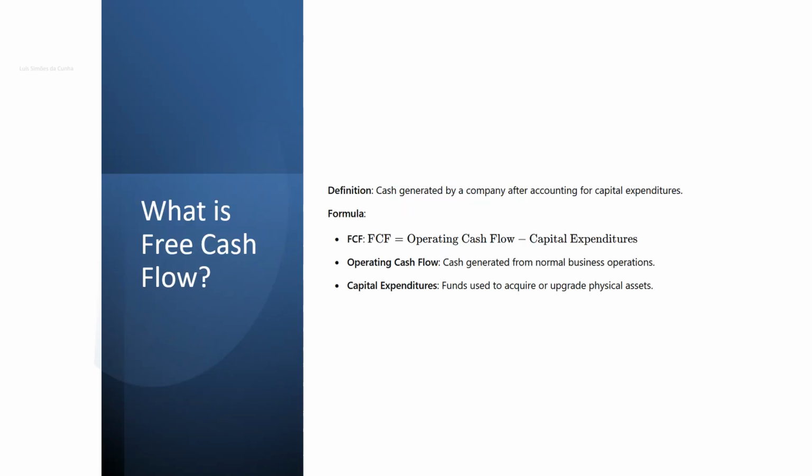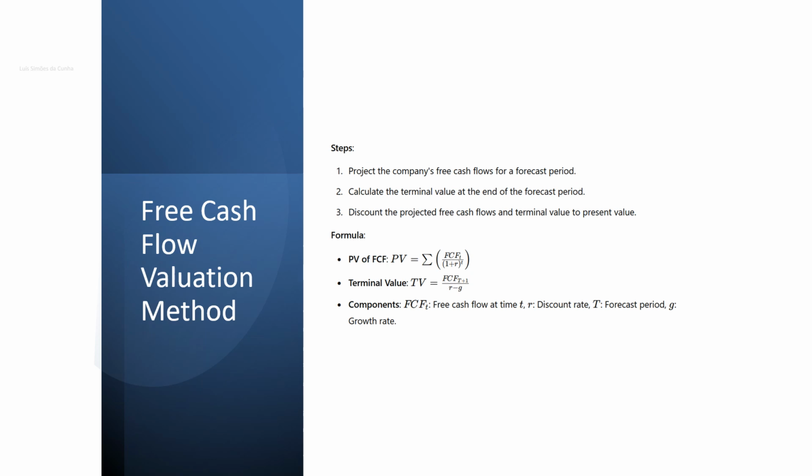Free cash flow, or FCF, is the cash generated by a company after accounting for capital expenditures. It is calculated by subtracting capital expenditures from operating cash flow. Operating cash flow is the cash generated from normal business operations, while capital expenditures are the funds used to acquire or upgrade physical assets.